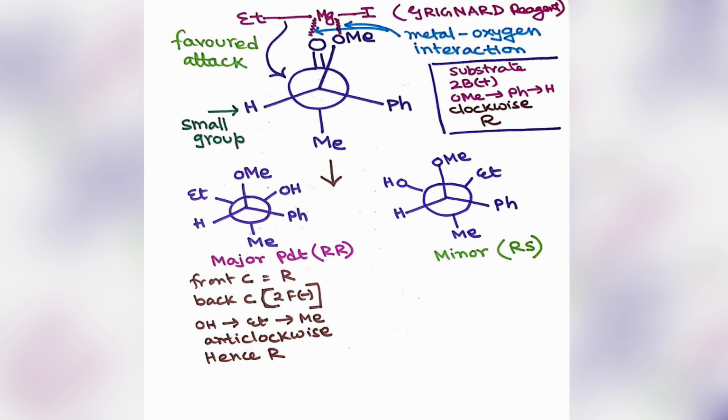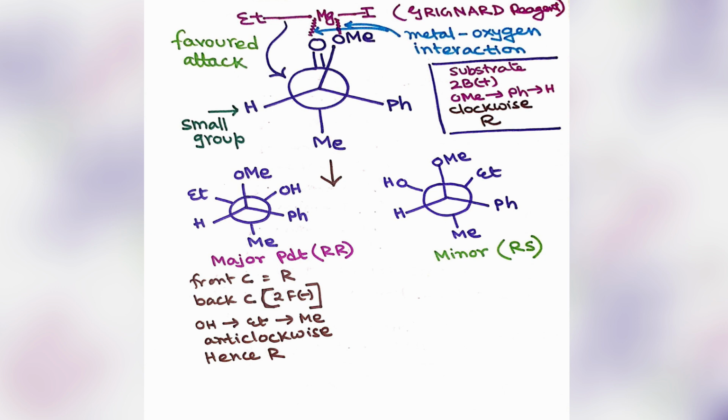The second priority group is in front, so we have to apply the 2F minus rule, where clockwise gives S and anti-clockwise gives R, but we should not consider the second; we have to see the 1, 3, 4, these three groups. The first priority group is OH, the third priority group is ethyl, and the fourth priority group is methyl. So oxygen to ethyl to methyl is anti-clockwise, and since we have to apply the 2F minus rule, the newly generated center is R.